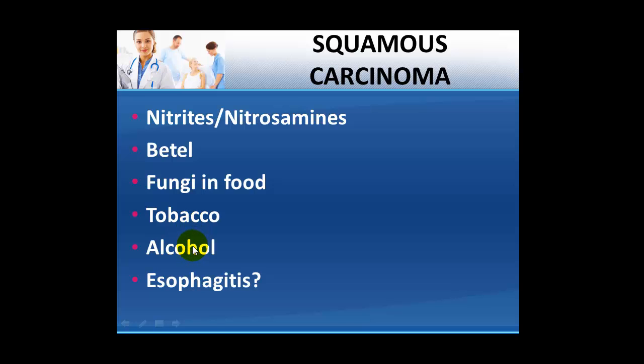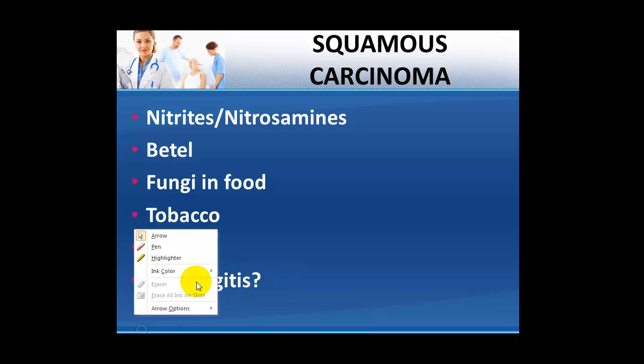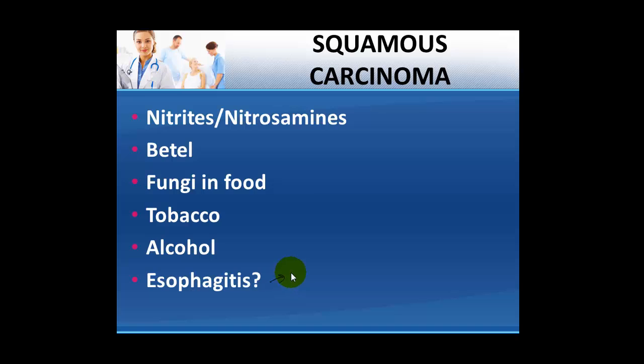Alcohol is another one. What about esophagitis? Can it lead to squamous cell carcinomas? No, esophagitis will not lead to squamous cell carcinomas, because esophagitis is something which is going to lead to adenocarcinomas. You can see some esophagitis, because if you are having all these things, there may be some esophagitis, but that is not something which is going to lead to squamous cell carcinomas, because esophagitis is mainly which is going to cause adenocarcinoma. There are few more risk factors which include alcohol.